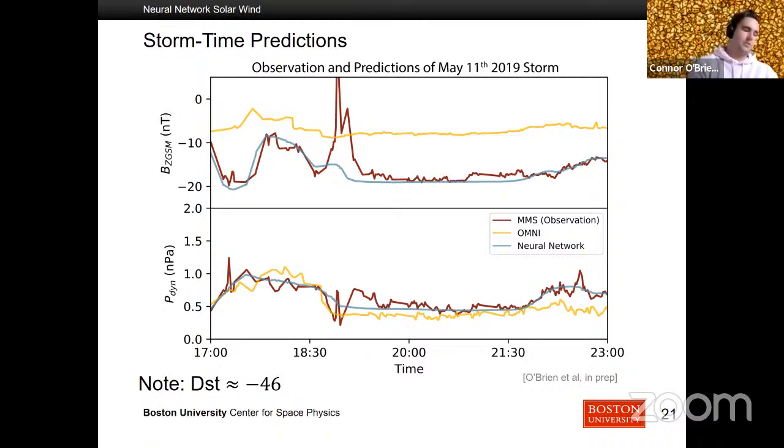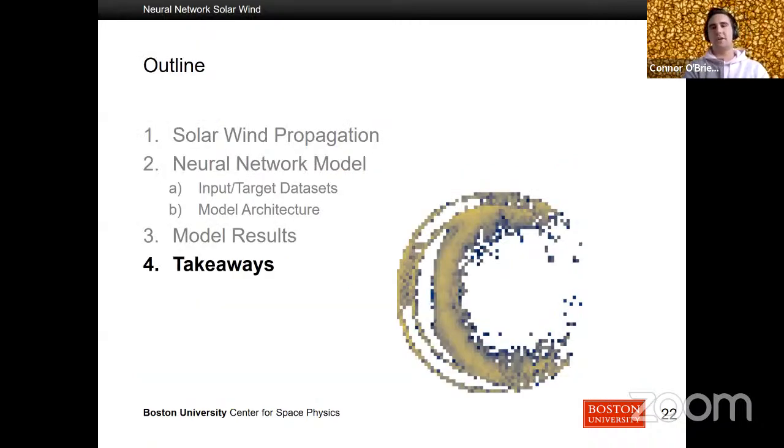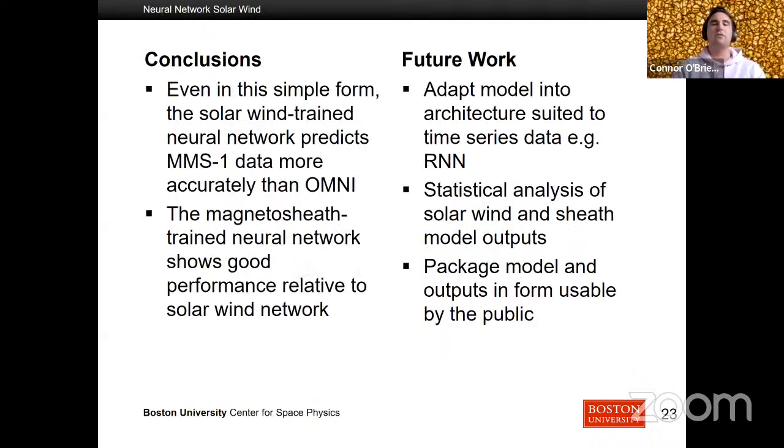Cool. So all that being said, what can we take away from this? What are our main takeaways? Even in this simple form, the solar wind trained neural network predicts MMS1 data of the solar wind more accurately than Omni does. And furthermore, the magnetosheath trained neural network shows good performance relative to the solar wind network and represents a first of its kind continuous record of magnetosheath conditions, which I think would be very useful.